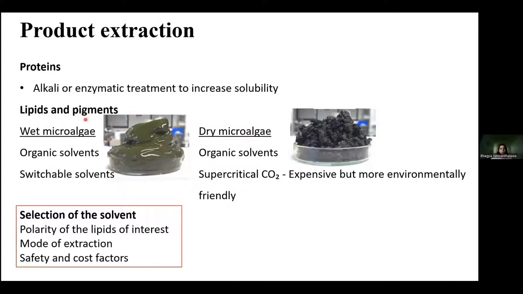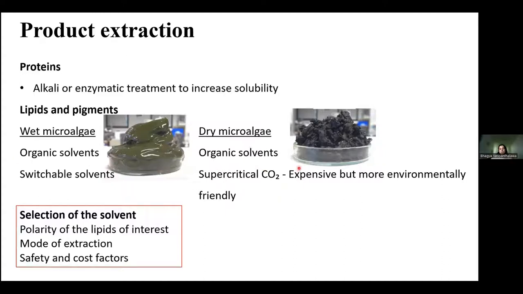When it comes to the extraction of lipids and pigments, the method used will depend on whether we use dried algae or wet microalgae. If we are using wet microalgae, we can use organic solvents or these switchable solvents. If using dried microalgae, again, we have the option to use organic solvents or supercritical carbon dioxide. Here, carbon dioxide is subjected to high temperatures and pressures to bring it to a supercritical state. So it will have both gas and liquid properties. The process is expensive, but can be more environmentally friendly compared to organic solvents.